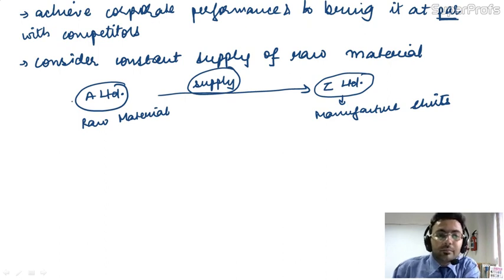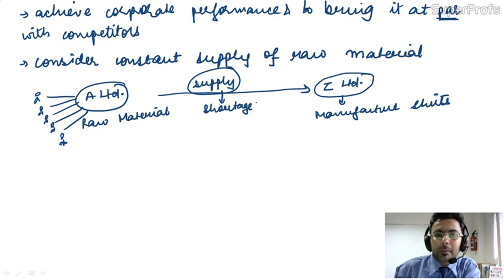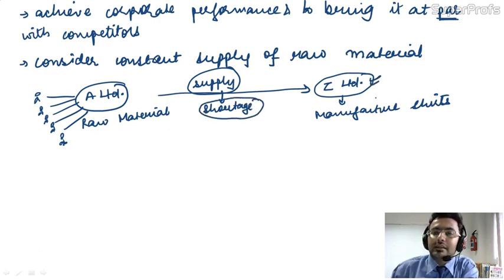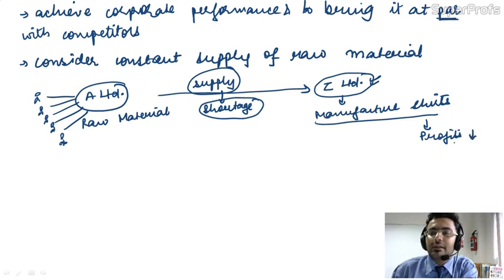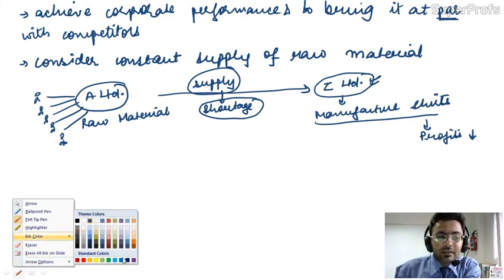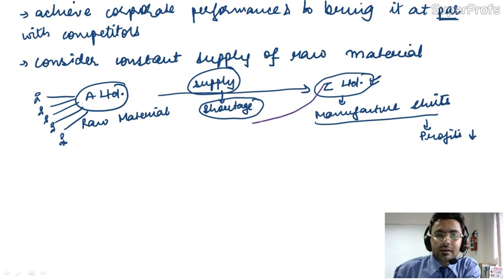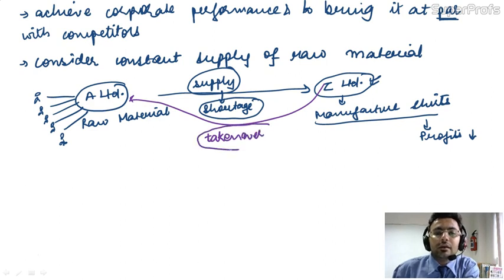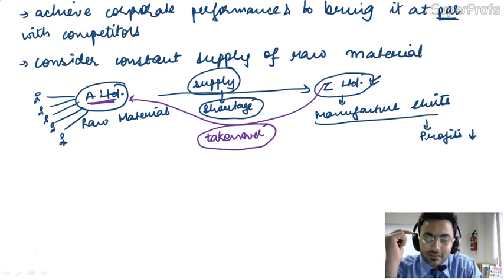A Limited used to give them raw material all the time. But A Limited has lots of consumers, lots of other people, so sometimes the supply has a shortage. Because of this shortage, Z Limited was unable to manufacture shirts and because of that, profits were falling. Profits were very low. Now, what happened? Z Limited has finally done a great job: Z Limited has taken over A Limited.